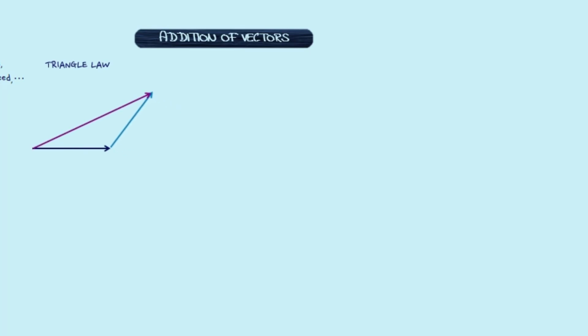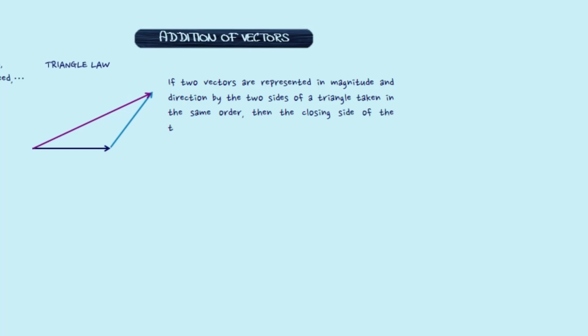The first one is the triangle law of vector addition. Here, two vectors are acting on a point with a certain angle between them. Triangle law states that if two vectors are represented in magnitude and direction by the two sides of a triangle taken in the same order, then the closing side of the triangle taken in the opposite order represents the resultant in magnitude and direction. In this process, as the tail of the second vector is placed on the head of the first vector to obtain the resultant, this process is also named as head-tail method.